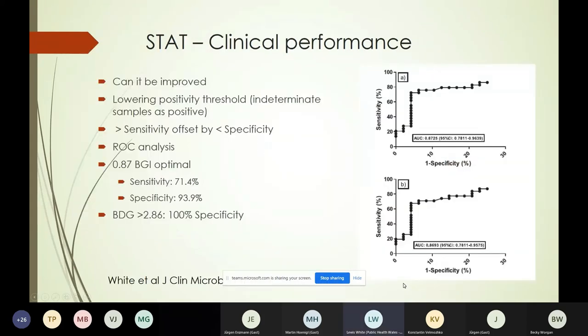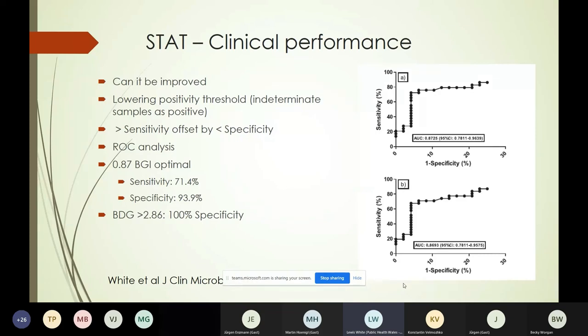In terms of clinical performance, moving on: can we improve it? The one thing you might have seen from the slide before was that if we considered indeterminates as positive, while it did slightly increase sensitivity, that improvement in sensitivity was offset by a decrease in specificity. Subsequently, lowering the threshold to include indeterminates as positive wasn't actually beneficial.